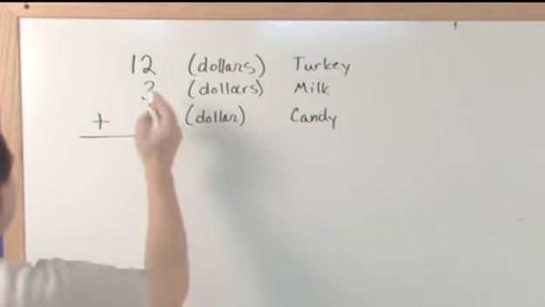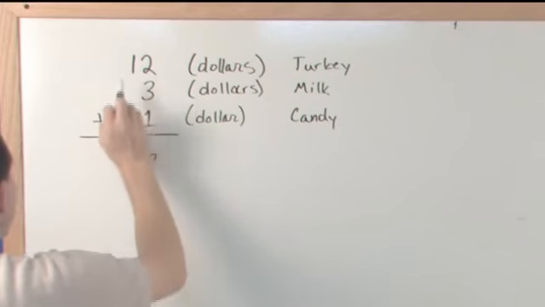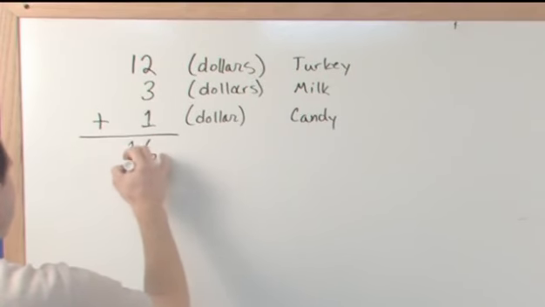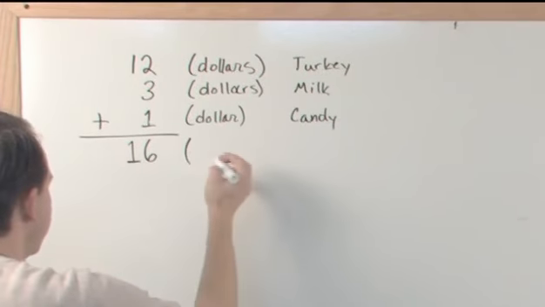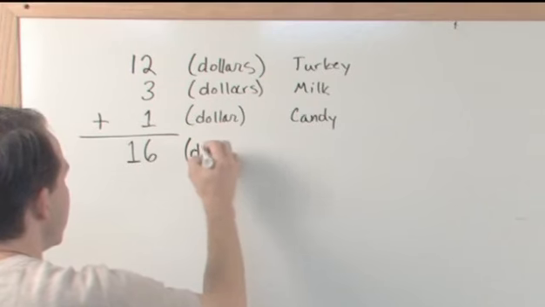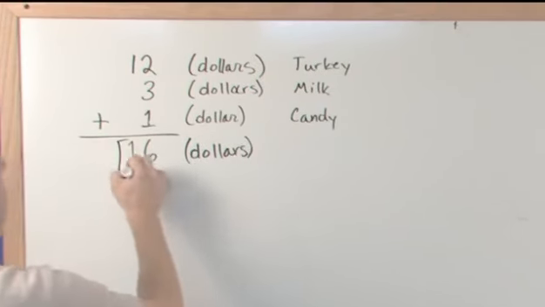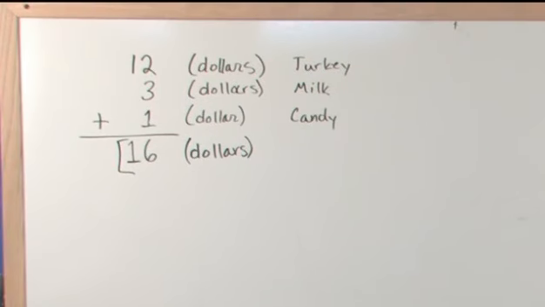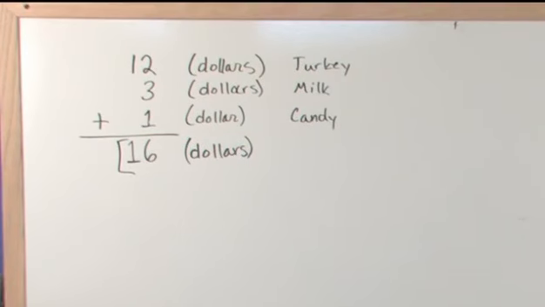Now I move to the next column. 1 plus, and this is a 0 because it's blank and a 0 because it's blank, so 1 plus 0 just gives me 1. So I have 1, 6, which is 16, and is it 16 eggs or 16 bananas or 16 what? No, it's $16. Okay, that's how much money I'm going to spend in the store, $16, okay? Because I'm adding dollars and dollars and dollars, and so I'm going to end up with dollars.